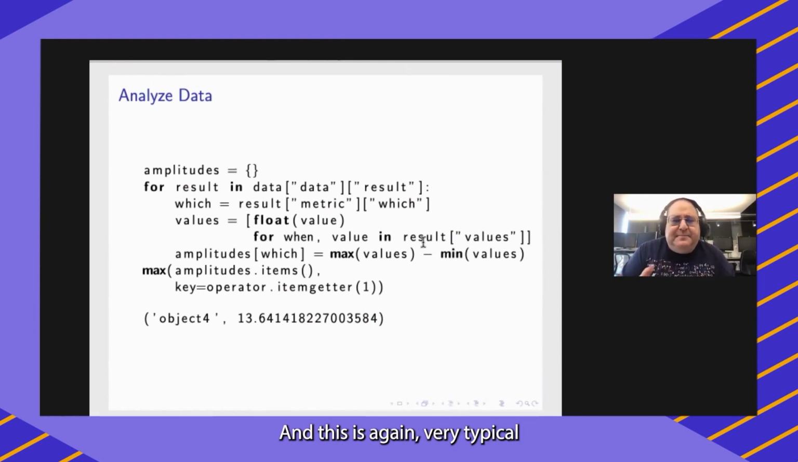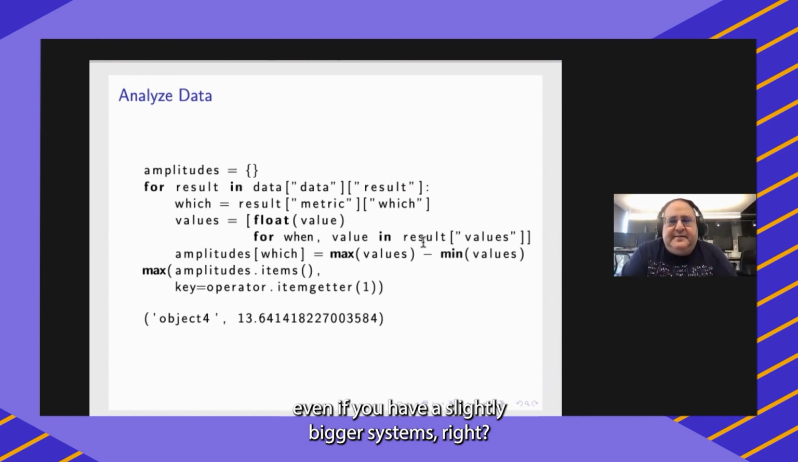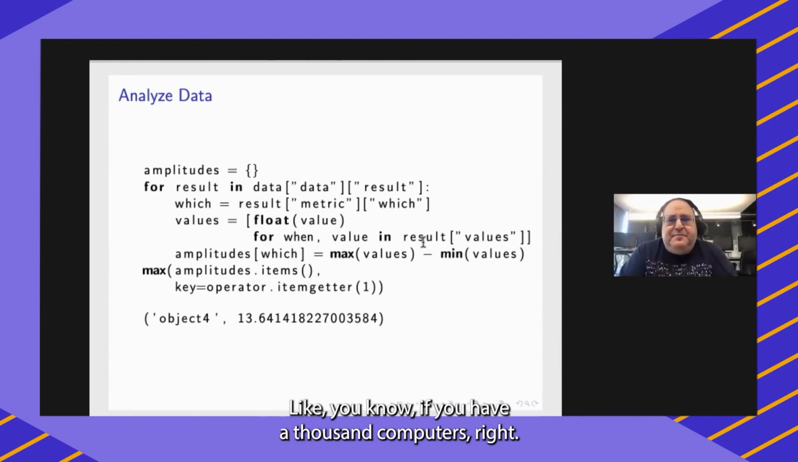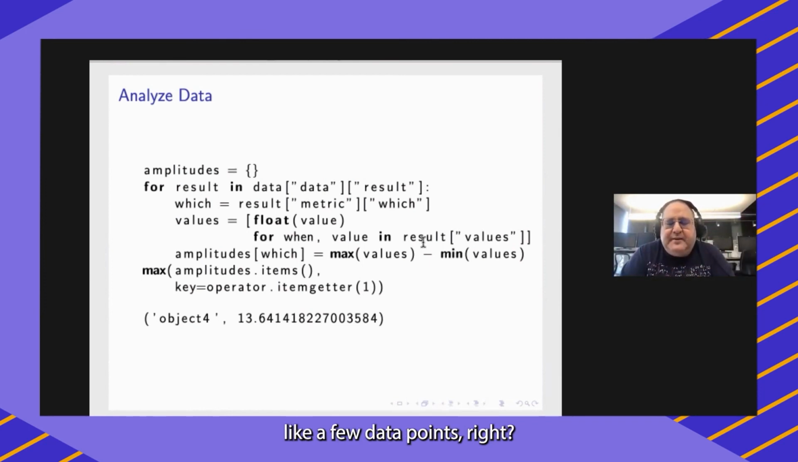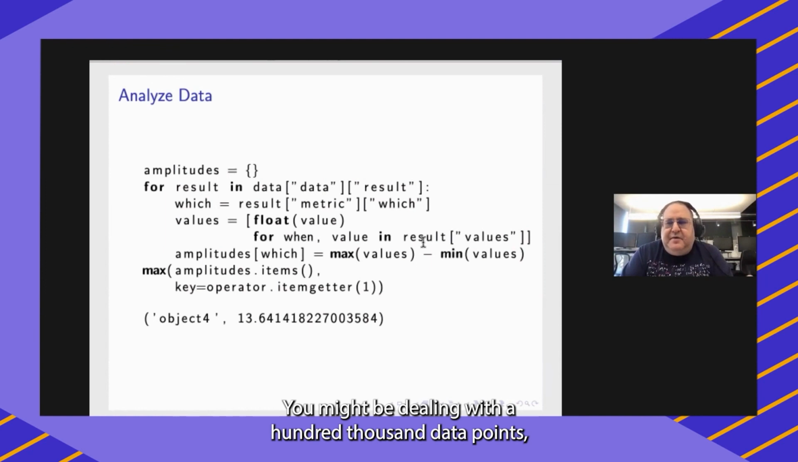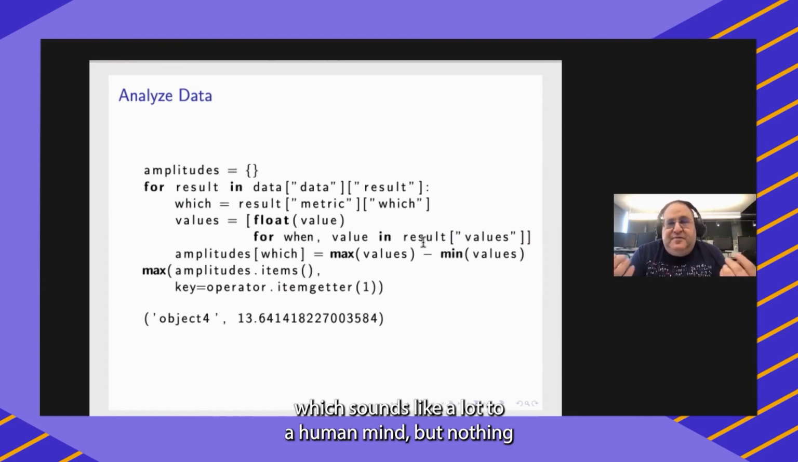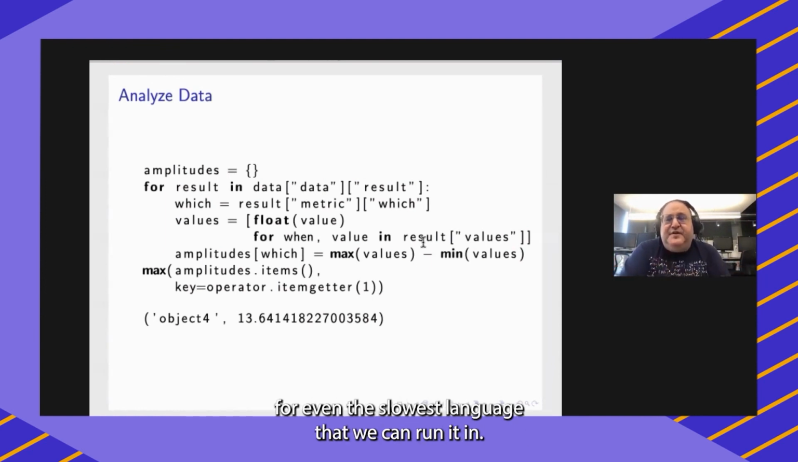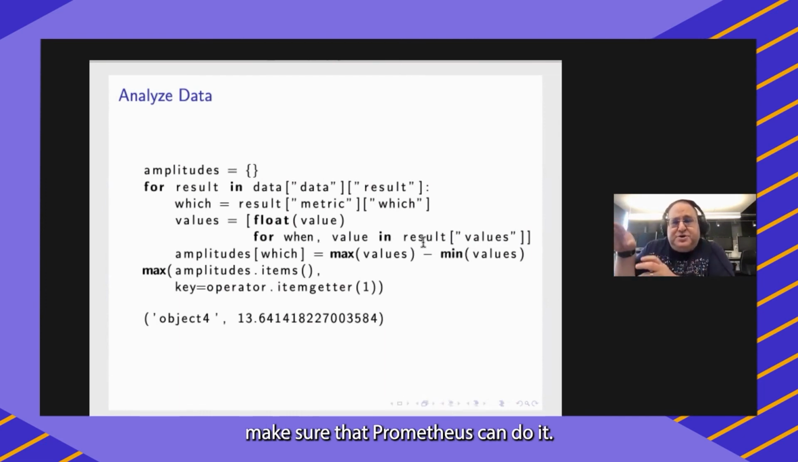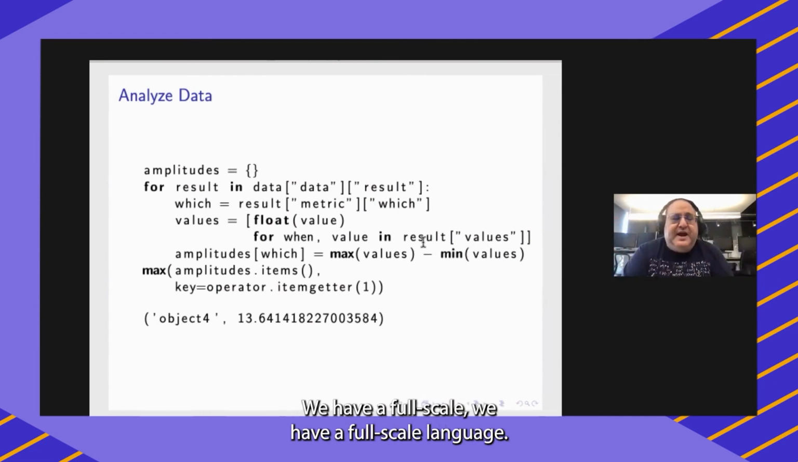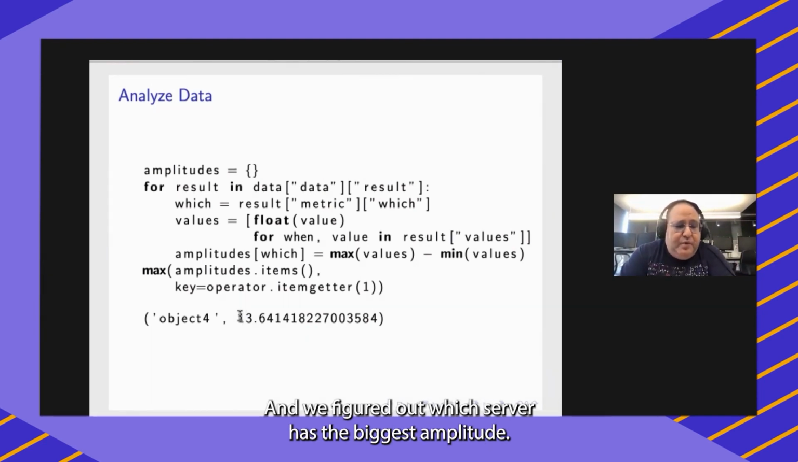And this is, again, very typical, even if you have slightly bigger systems. If you have 1,000 servers, each reading a few data points, you might be dealing with 100,000 data points, which sounds like a lot to a human mind, but is nothing for even the slowest language that we can run it in. So for this kind of stuff, instead of trying to shove it into Prometheus, we have a full-scale language, and we figured out which server has the biggest amplitude.